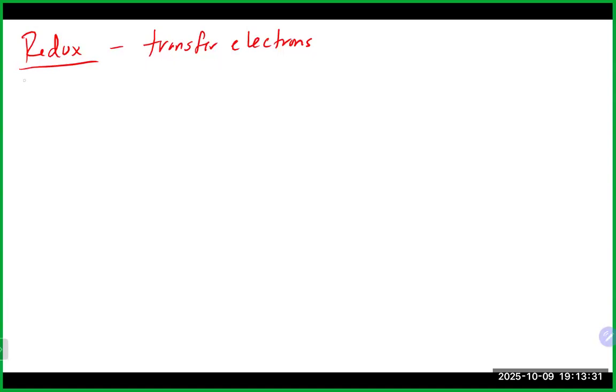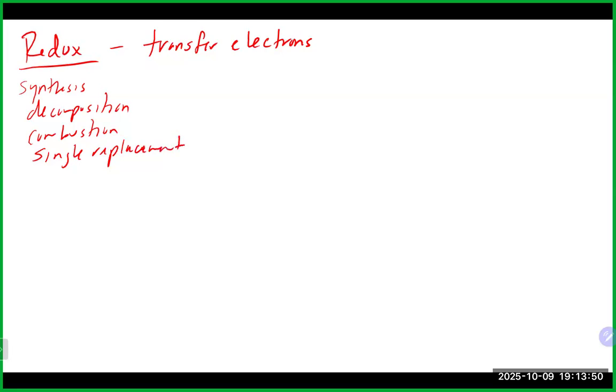Some of the more specific reactions that fall under redox are synthesis reactions, decomposition reactions, combustion reactions, and single replacement reactions. So these more specific classifications of reactions are all ultimately a redox reaction that's occurring. But again, this is a more specific way of classifying a reaction.